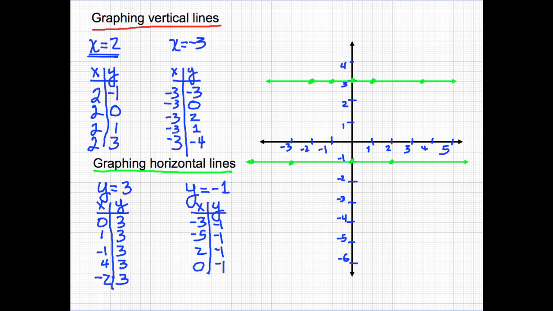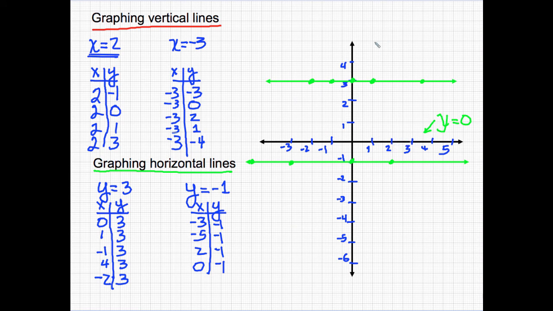We have two special lines. The x-axis is the line y equals 0. All of the points on the x-axis have a y-coordinate of 0. This is (1, 0), (2, 0), (2.5, 0).